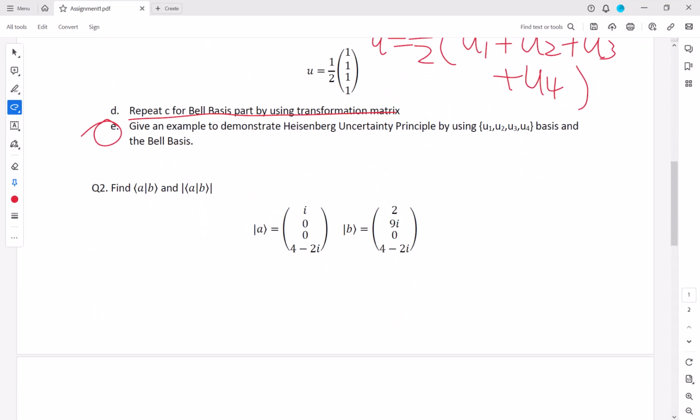Question 2 is just purely a practice of the inner product and also how to find the magnitude of the inner product. This gives you a scalar, but it's a complex number. Then you need to find the magnitude of the complex number, right? Which is the real part squared plus the imaginary part squared, and take the square root. Okay, just a practice.